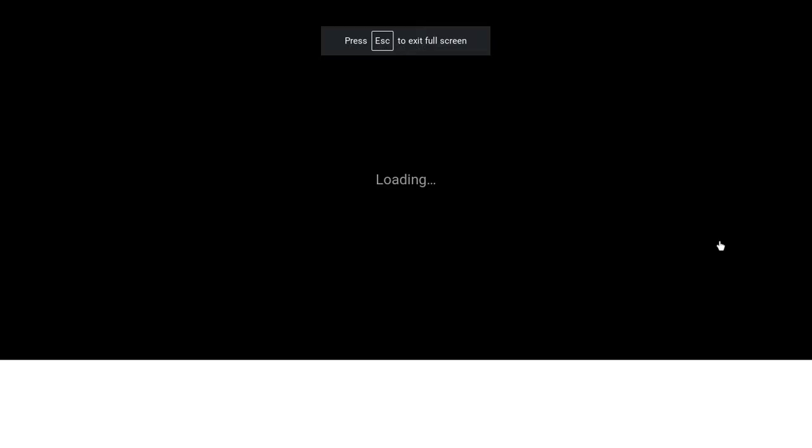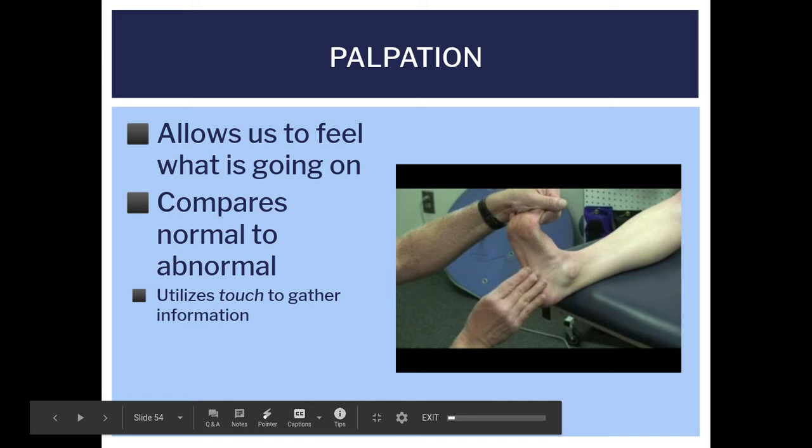All right, so we are going to continue on with our HOPS assessment. We went over our history questions, what you should be asking during evaluation, and then we went over observations, what are you looking for? And then the next step is going to be your palpation component. So palpation is just another way of saying feeling.